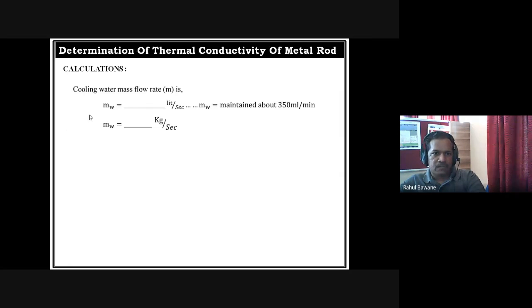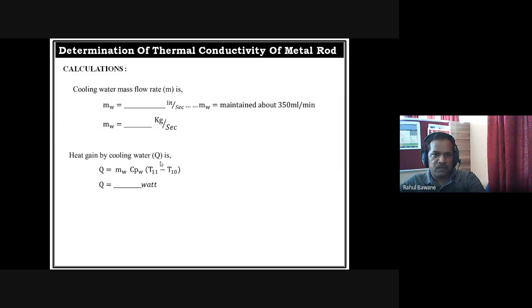Now the calculation part. First, the cooling water mass flow rate. As we know, 1 liter equals 1 kg, especially for water. For different fluids it might vary, but for water it is the same. We have to maintain about 300 to 400 ml per second supply, and whatever you maintain, you must write here. For this particular experiment, I maintained 0.3 liter per second, so accordingly it is 0.3 kg per second. That is the mass flow rate of water.